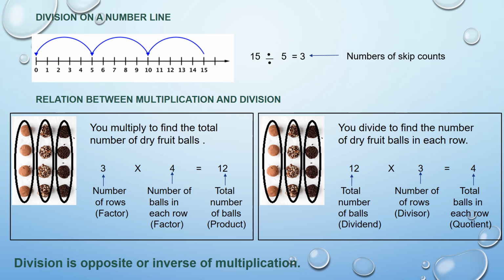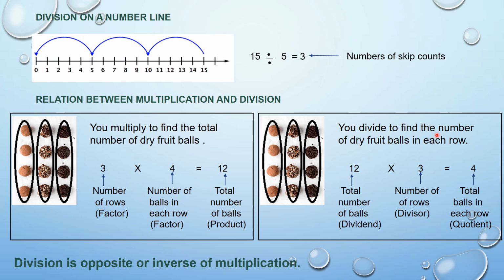Now, the relation between multiplication and division. That is very important. You multiply to find the total number of dry fruit balls. So 3 is the number of rows, and 4 is the number of chocolates in each row. So the total number of chocolate balls is called the product. These both are called factors, the number of rows and the number in each row. They are called factors, but the answer is called the product.